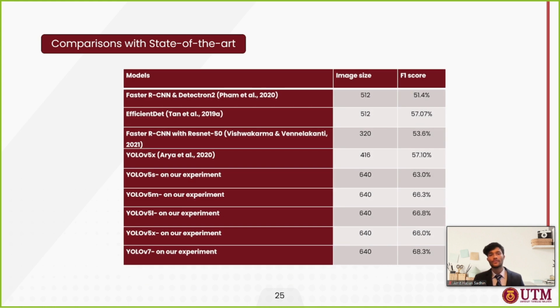Now, in the comparison with the state-of-the-art experiments utilizing various datasets, both YOLOv5 and YOLOv7 models consistently outperform previous approaches in road defect detection. This observation underscores the significance of employing drone-based inspection systems and utilizing drone images for improved accuracy and efficiency.